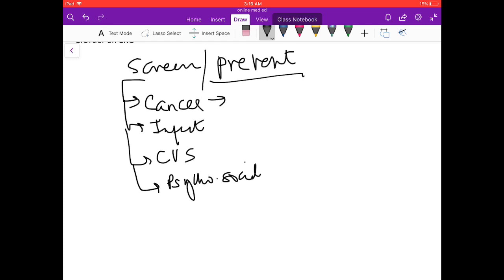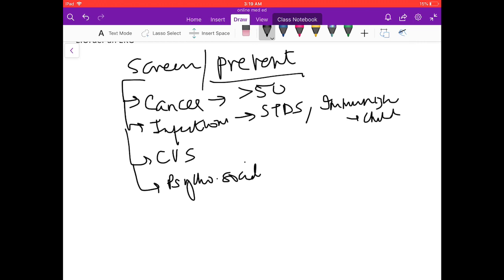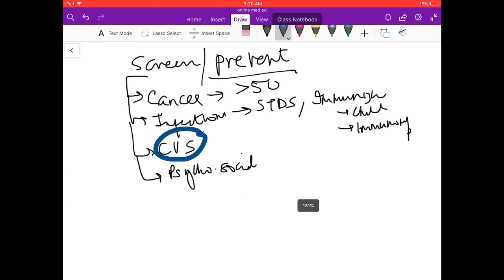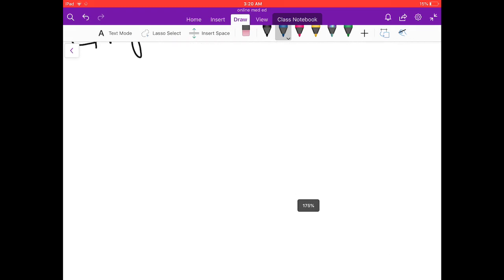So, cancer. Now, he's too young to have cancer. You would typically screen for cancer in patients more than around 50 years of age. Infections, you can screen for STDs in patients who have risk factors. He has no such thing. Or you would think about taking an immunization history of a child or an immunocompromised person.